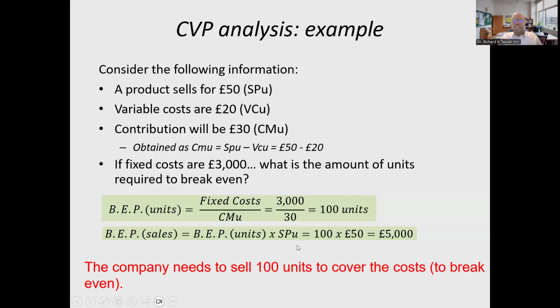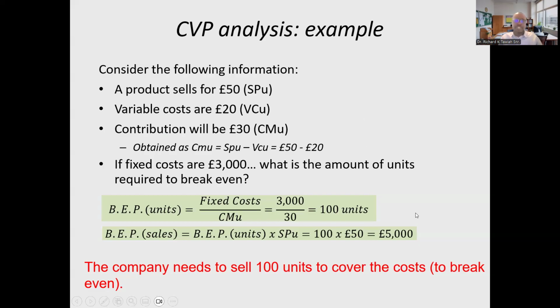Now, any sales you make in excess of this 100 gives you good profit, margin of safety. So when they ask you to find a break-even point in units, you get the units. We've calculated it. But if they ask you to find a break-even point in sales, whatever units you get, multiply by the selling price per unit. I told you, multiply this 100 units by the 50, get 5,000. So the company needs to sell 100 units to contribute towards its fixed cost so that we'll get zero profit, zero loss.